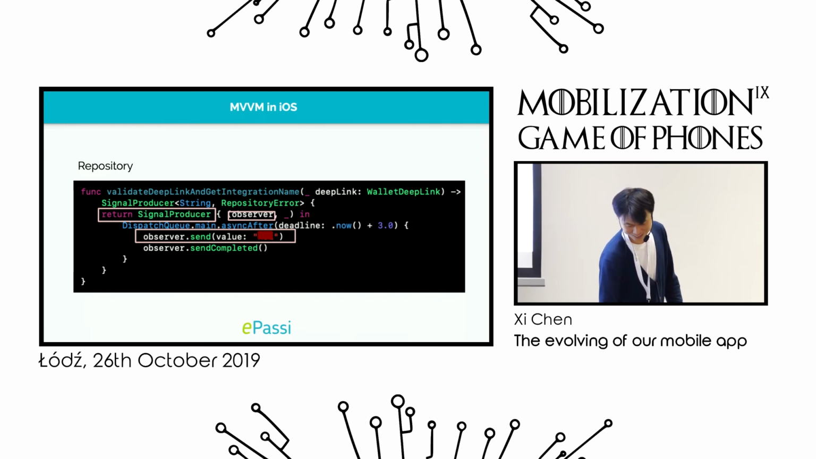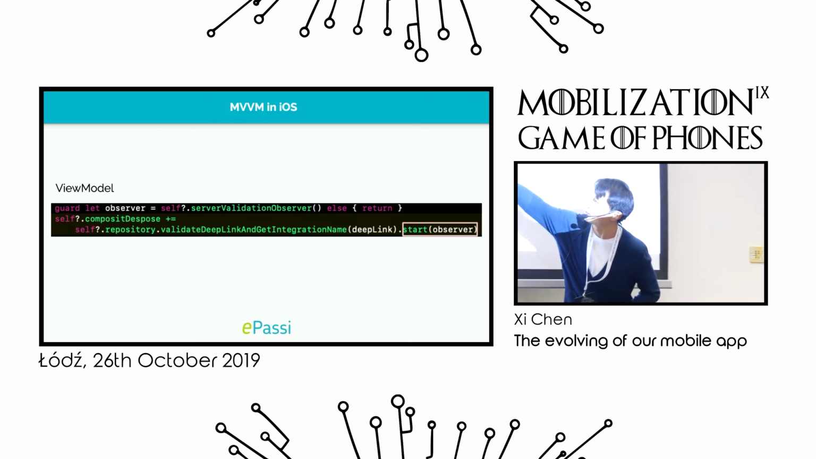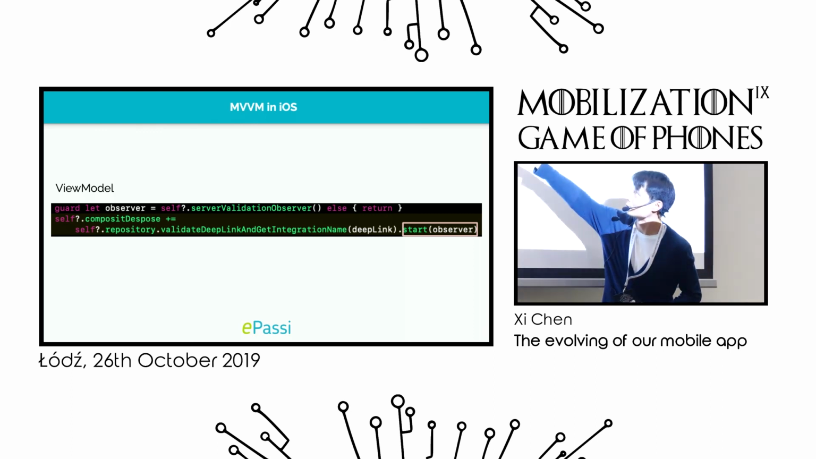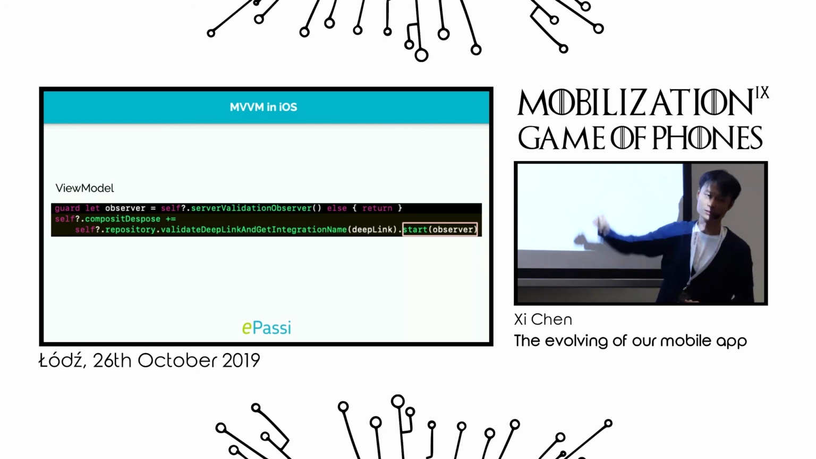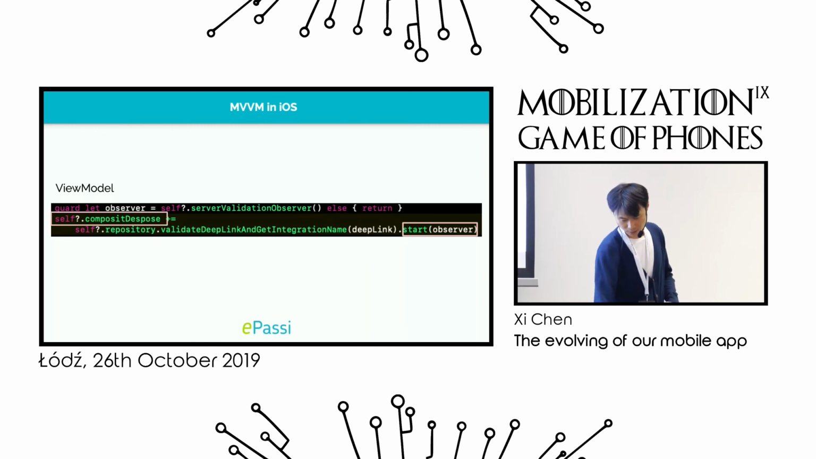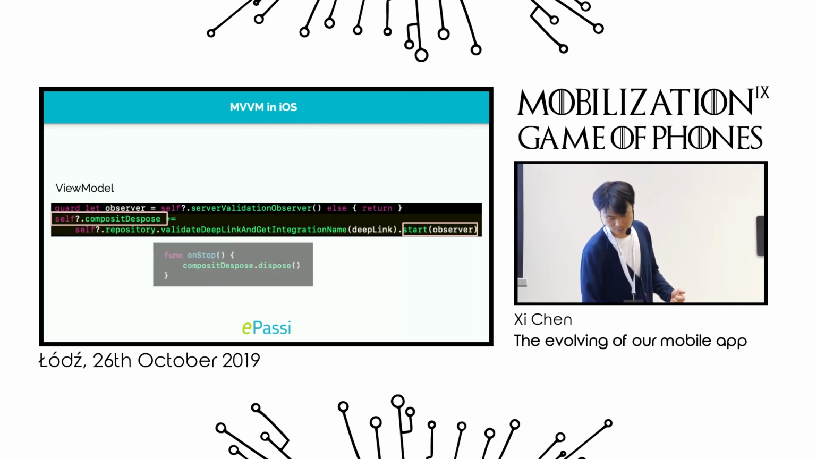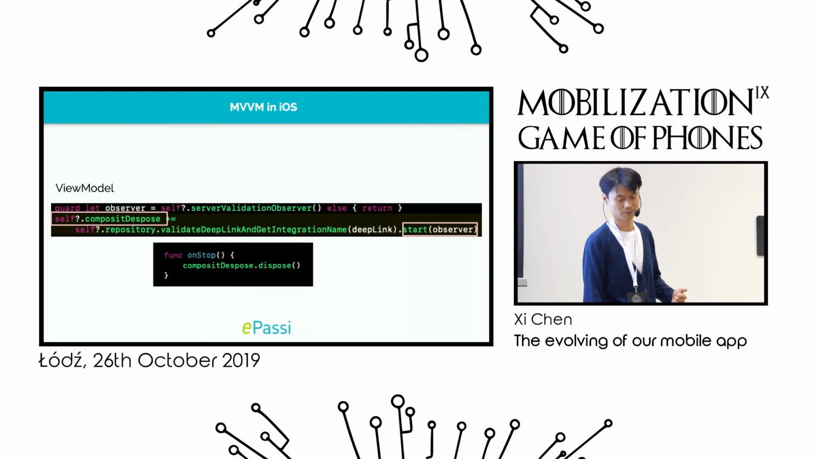It's not magical code. Okay, and in the ViewModel, there we talked about the repository. Here, ViewModel just starts. Actually, here it gets the reference of the signal producer. Then it starts the signal producer with the observer to observe data. It returns a so-called composite disposable instance, which we can use to stop this signal producer work.